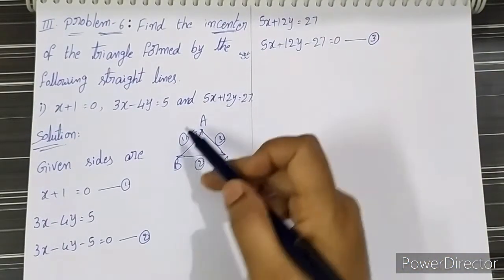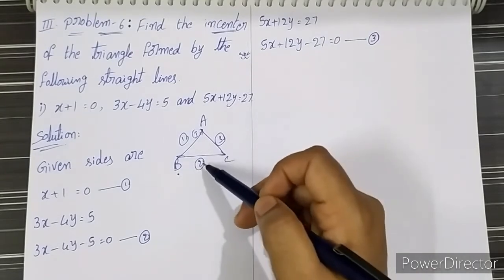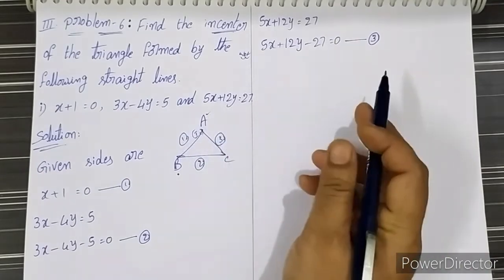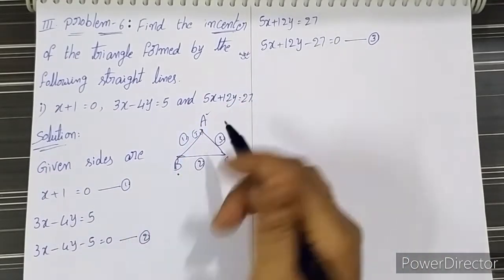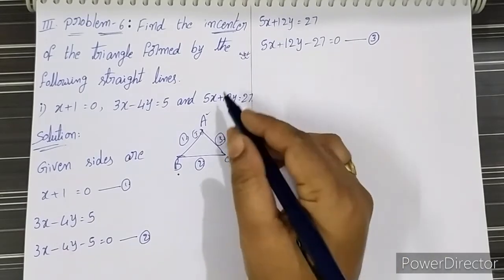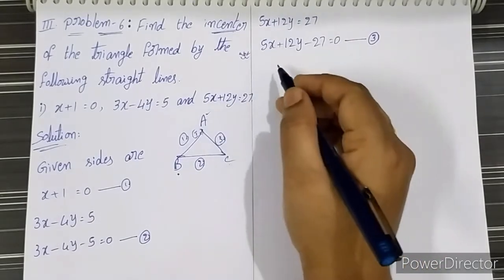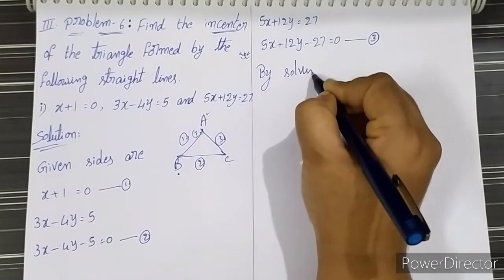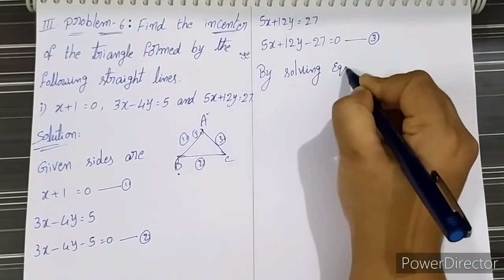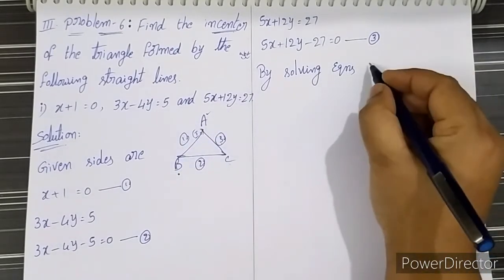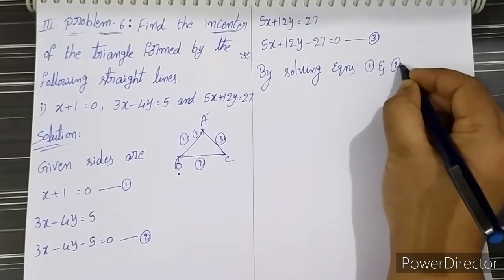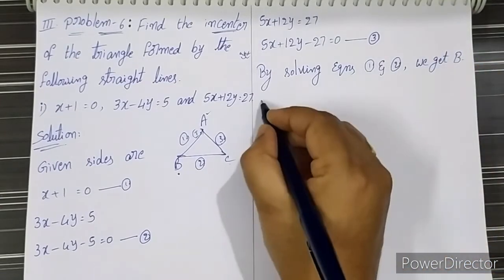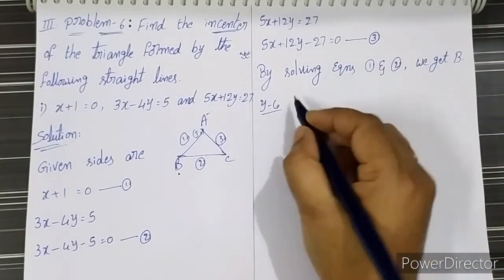Then by solving equations 1 and 2 we get B, by solving 2 and 3 we get C, and by solving equations 1 and 3 we get A. By solving all these sides, we can find out the vertices of the triangle first. By solving equations 1 and 2, we get the vertex B. These equations are all solved by the rule of cross multiplication.